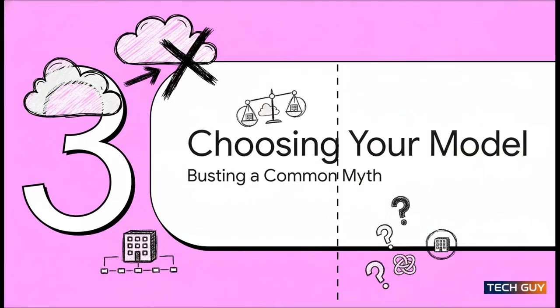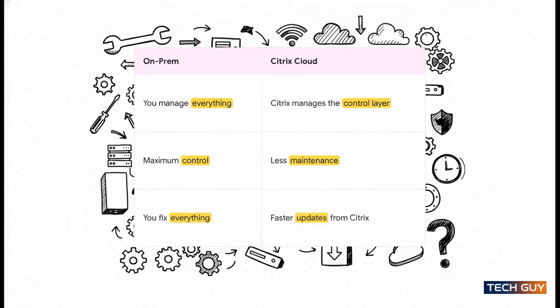Okay, so now we get the basic idea behind the two models. Let's put them head to head. And while we're at it, let's just go ahead and bust a huge myth that trips up so many people. So a quick recap. On-prem, you manage everything. You get total control. Citrix Cloud, Citrix manages that core control layer. You get less grunt work, less maintenance, and you get new features and updates from Citrix way faster.